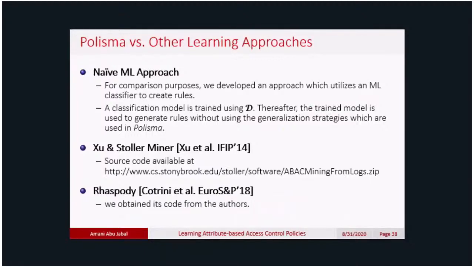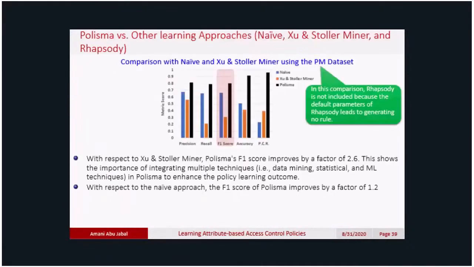We evaluate Polisma using other learning approaches. One is a naive machine learning approach, which we developed utilizing a machine learning classifier to create rules without the use of any generalization strategy, which were used in Polisma. The second approach is Stellar Miner. Third is the Rhapsody approach. This figure shows the evaluation and comparison between Polisma, naive, and Stellar Miner using the project management dataset.